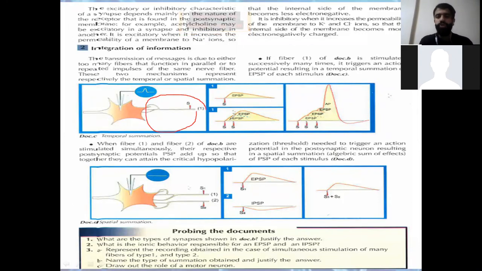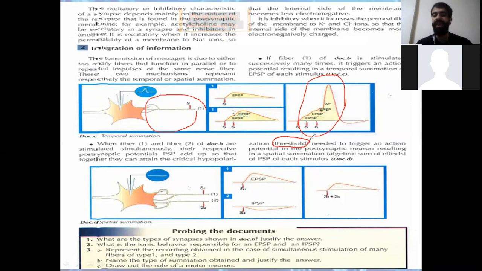So we have two of them, and they are added. We add these messages. We have summation of the message, addition of the message. So when fiber 1 and fiber 2 are stimulated simultaneously, the respective PSPs add up so that they can attain the critical depolarization. They will reach the threshold needed to trigger an action potential in the postsynaptic neuron.